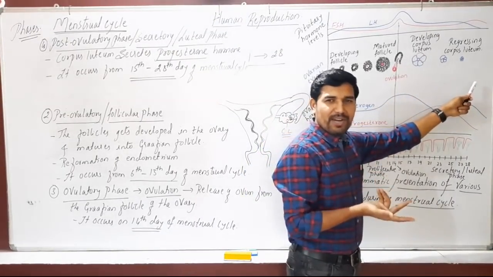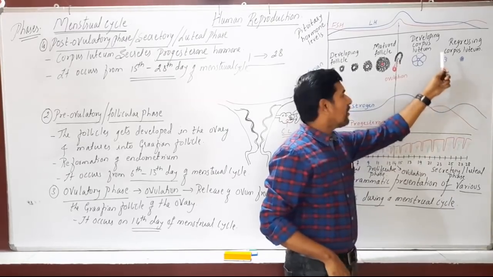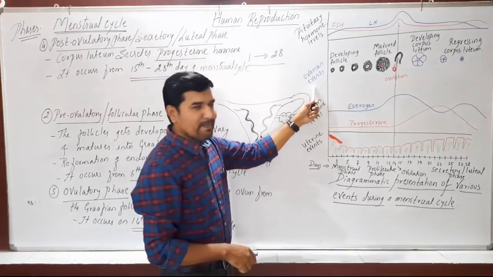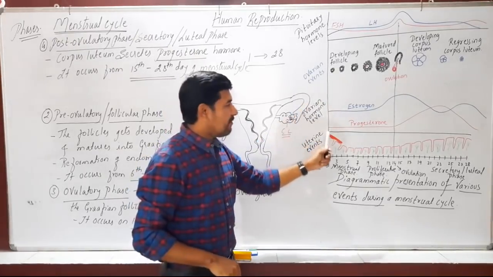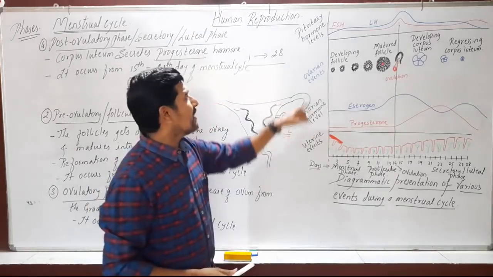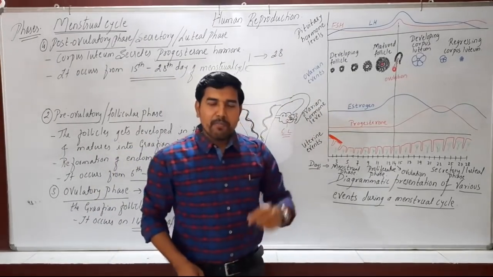Later on, if there is no fertilization, it degenerates or regresses. So this is regarding ovarian events, what exactly happens in the ovary under the influence of these two hormones. Then next is regarding the pituitary hormone level.